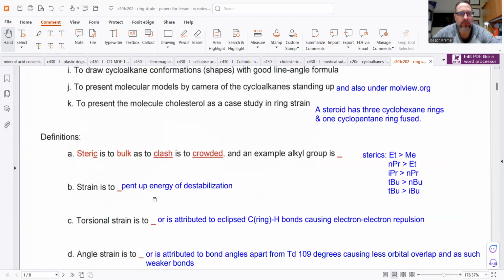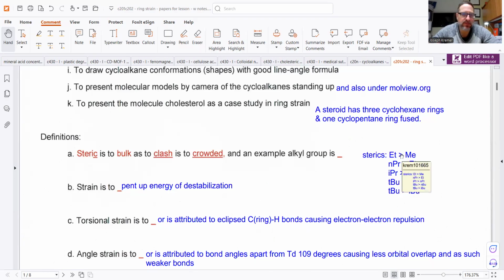Another definition for you. Steric. Please note that the word steric ends with the letter C. Steric is to bulk, and bulk is to clash, fighting over the same space. Steric is to bulk, steric bulk. Oftentimes they're said back to back, steric bulk, hyphenated or something like that. Steric bulk is to clash, is to crowded. Steric is to crowded.